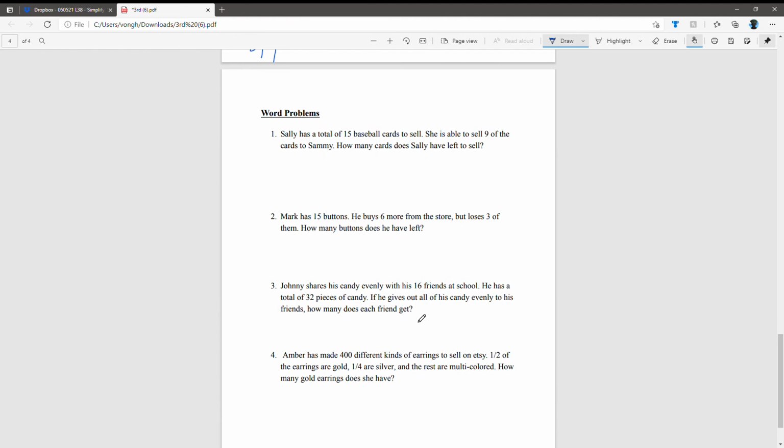Now we have a word problem. Sally has a total of 15 baseball cards to sell. She is able to sell 9 of the cards to Sammy. How many cards does Sally have left to sell? In the beginning she has 15 baseball cards and she sells 9 of them. So that means it's 15 minus 9, because she gets rid of the 9 cards. It's asking how many cards she has left. So you just do 15 minus 9, and you should get 6. So she should have 6 cards to sell.